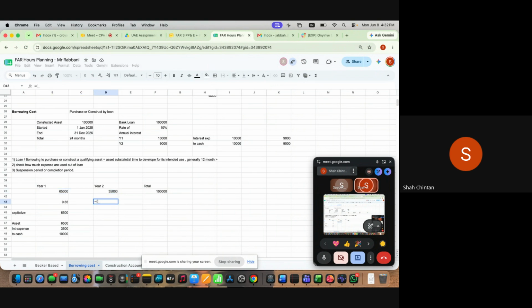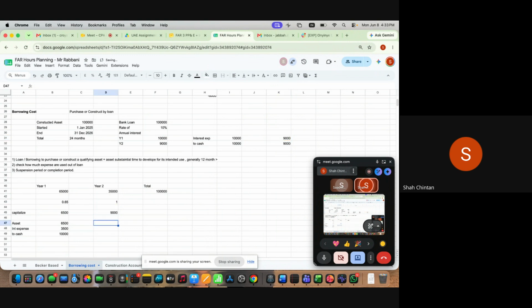So what is the utilization percentage? 65,000 done in year one, additional 35,000 done in year 2. So out of the entire 1 lakh loan, I'm using the entire 1 lakh loan in my construction area. So the entire 100% interest now I can capitalize. Year 2 interest is $9,000. I can capitalize the entire 100%.